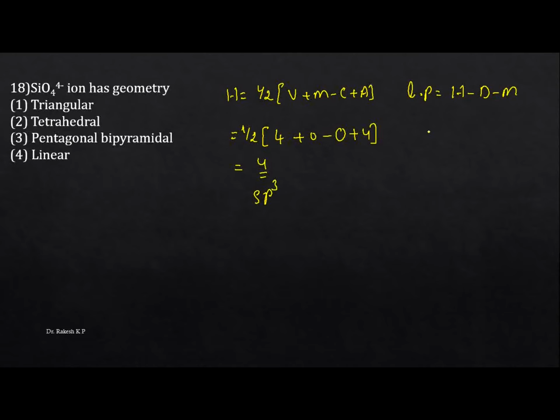So let me calculate the lone pair here. The hybrid orbitals are 4, the divalent is 4, we don't have monovalent, and the lone pair of electrons will be 0. According to the hybridization, the shape will be tetrahedral, because it does not contain any lone pair of electrons. Here I give O minus and O minus. Hence the silicate has tetrahedral geometry. The option is the second. Okay, next one.